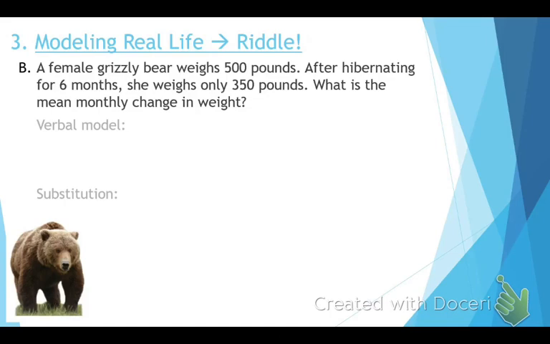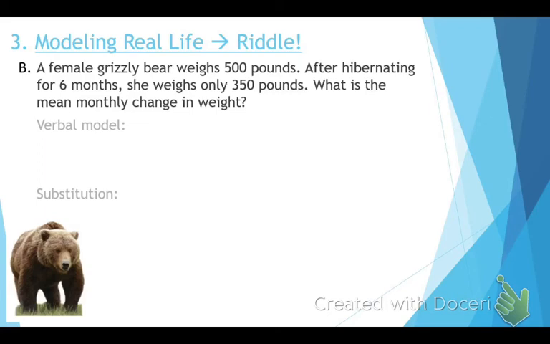Our next example has to do with a female grizzly bear. At the beginning, she weighed 500 pounds. But after hibernating for 6 months, she only weighs 350 pounds. Did she get bigger or did she get smaller? Smaller. She got smaller. So my answer is going to come as a negative because she's losing weight over those 6 months. The question it asks me is, what is the mean monthly change?